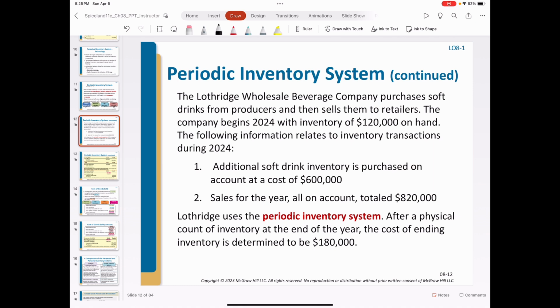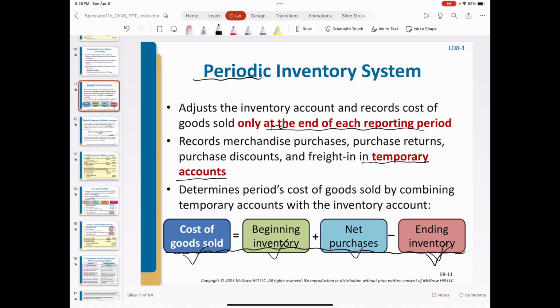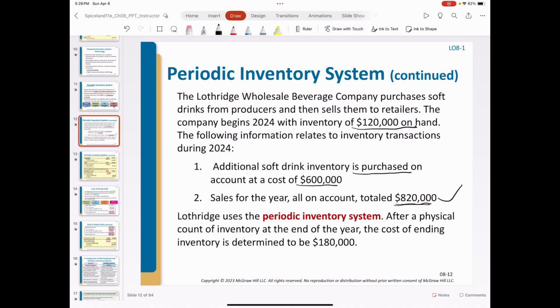Beginning balance was still 120,000. There's one purchase, one sales. See, we don't have information about the cost of the sales, because the cost of sales is determined by this equation at the end of this accounting cycle.